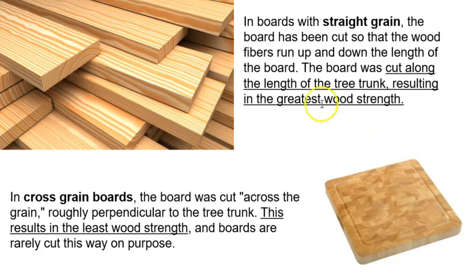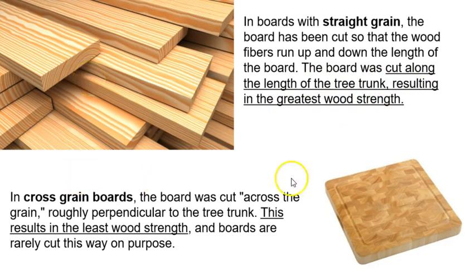Okay, so cutting them. Boards with straight grain are cut again longitudinally in the direction of the trunk. So the cut is along the length of the tree trunk, resulting in the greatest wood strength. So this is our lumber. This is how we cut it.